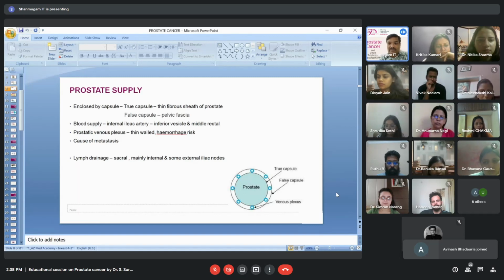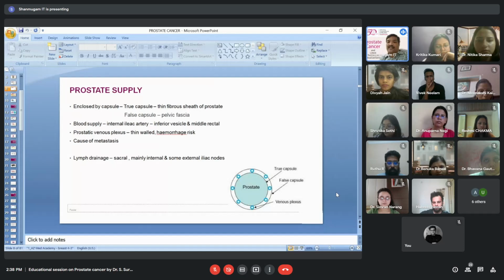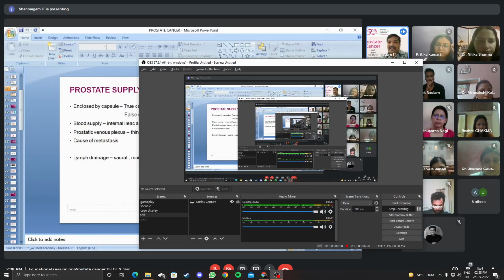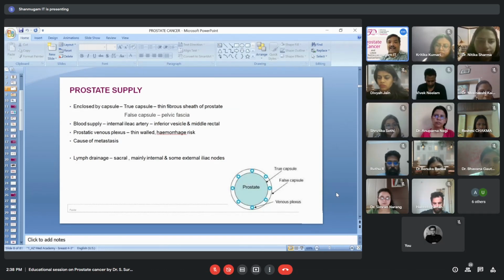The Batson's plexus connects with the entire spinal cord and goes up to the cerebellum. So for brain metastasis, if you have a cerebellar metastasis, you have to think that it can be a prostate malignancy. Coming to the lymphatic drainage, it is mostly the sacral lymphatics, and some internal and external iliac nodes will be the draining nodes for the prostate.